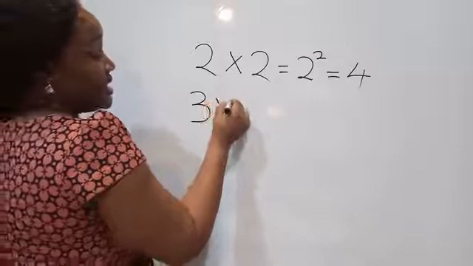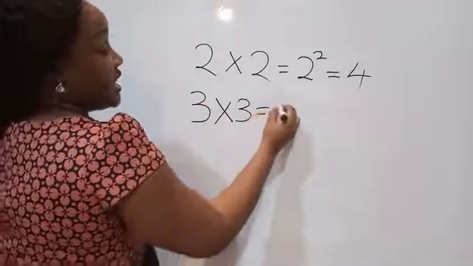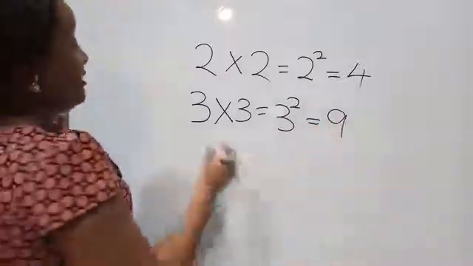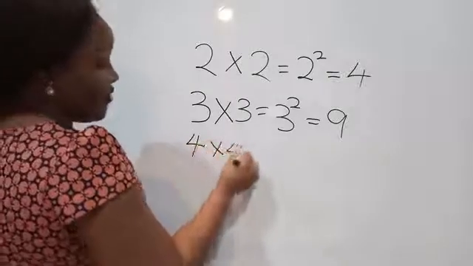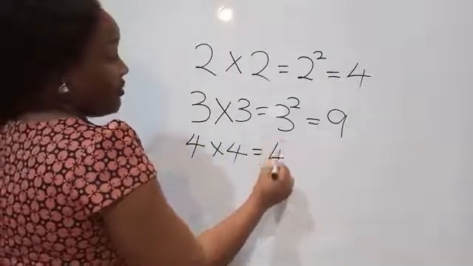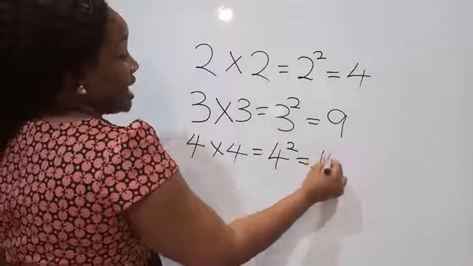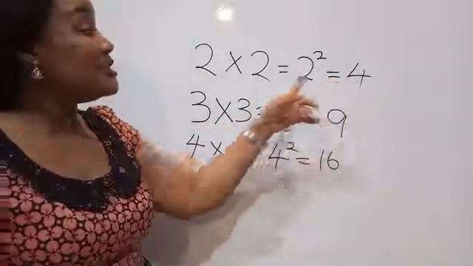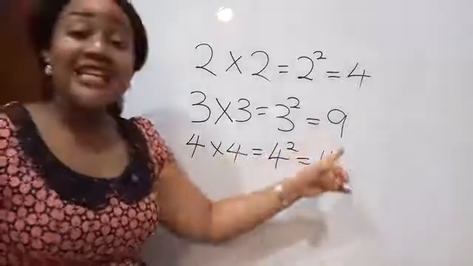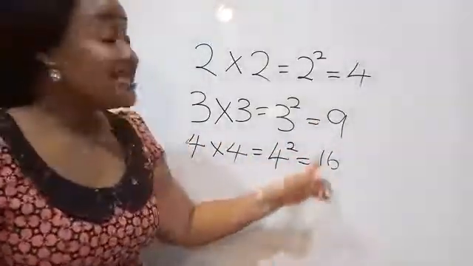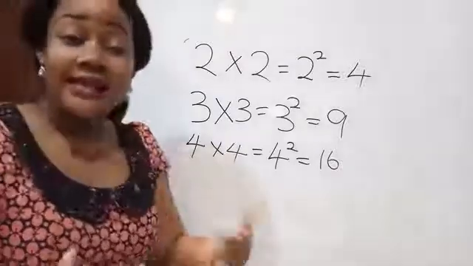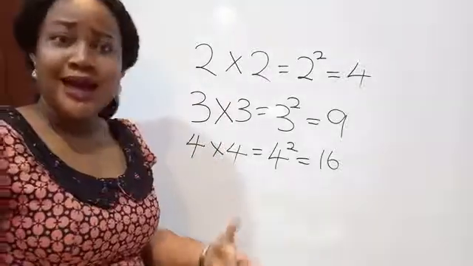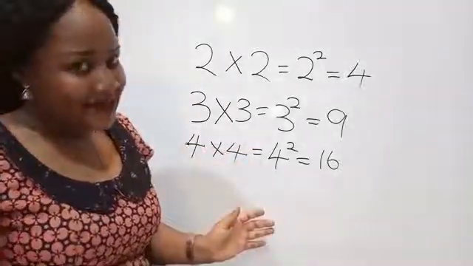The square of 3 is 3 times 3, which gives us 3 squared, which gives us 9. Same thing, you have 4 times 4, which equals 4 squared, which equals 16. And it goes on and on. So you can say that 4 is a square of 2, 9 is a square of 3, 16 is a square of 4. Same way, 81 is a square of 9, 225 is a square of 15, and it goes on and on like that.